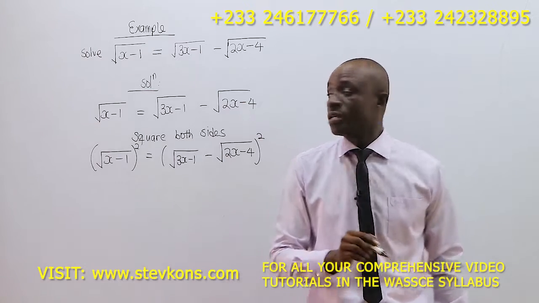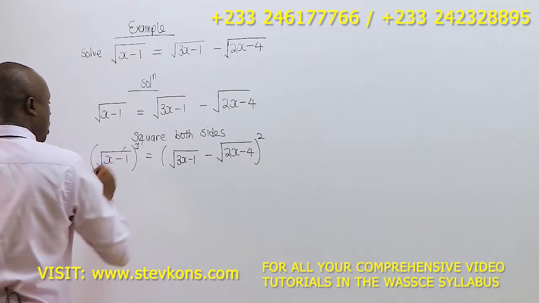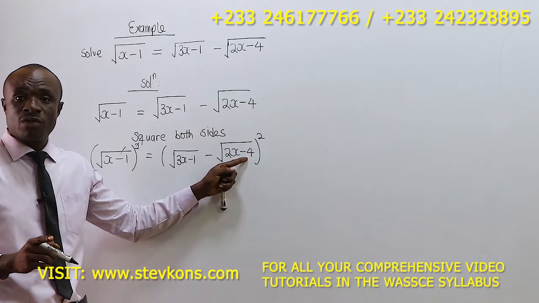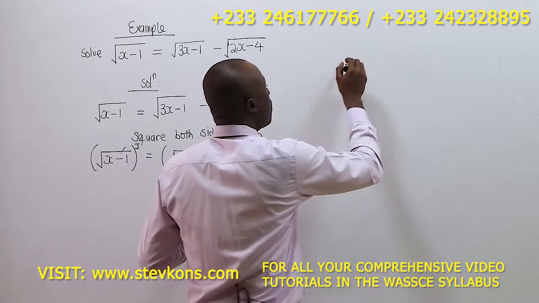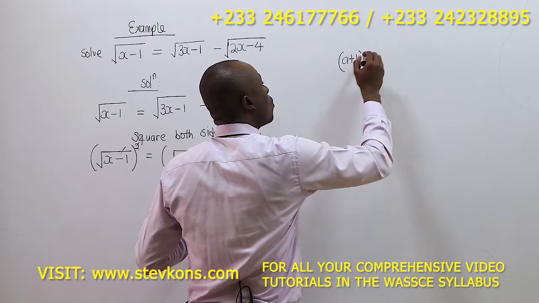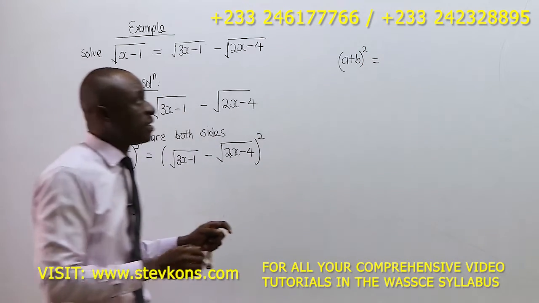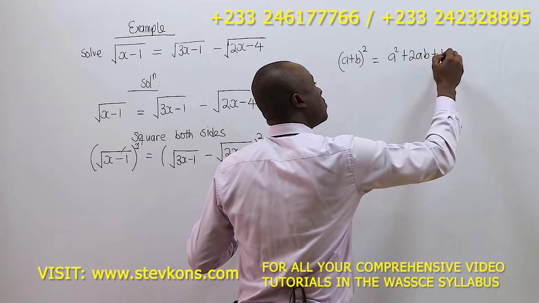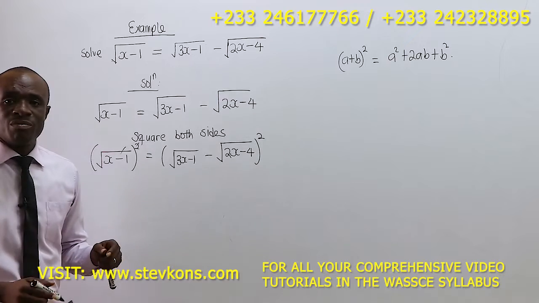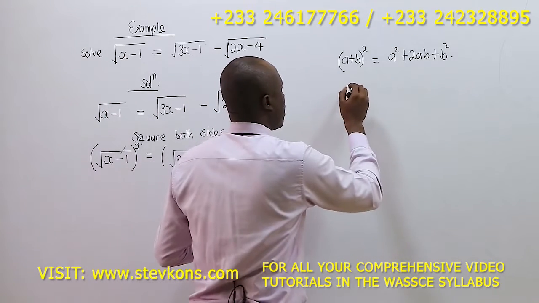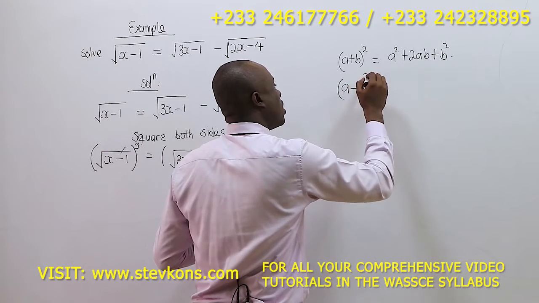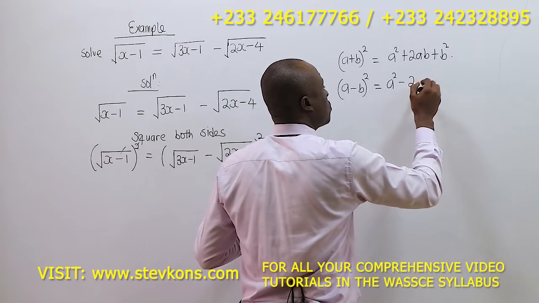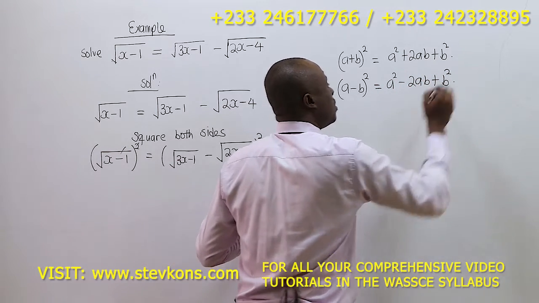Very, very important. So clearly over here, this square will cancel the square root. But in this case, we have root 3x minus 1 minus root 2x minus 4 all to the power 2. Now, let's note, if you have a plus b all square, we expand this. This is the same as what? That is a square plus 2ab plus b square. Very, very important. And then also, if you have a minus b all square, and you expand this, this is the same as what? That's a square minus 2ab plus b square.